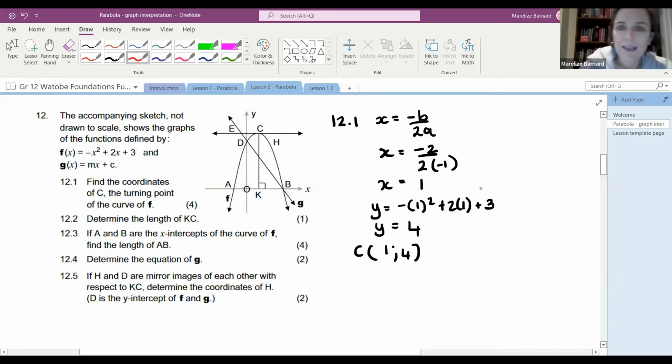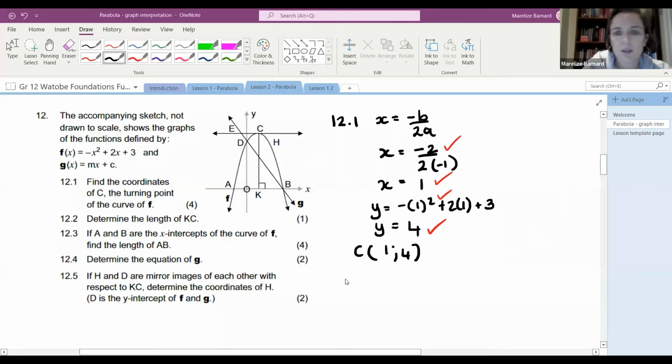Okay, so once again, these are non-negotiable marks. You got to get this. This is definitely non-negotiable. So subbing into the formula is a mark, finding what x is, subbing in again, finding what y is. That there's your 4 marks. Okay, so yeah, non-negotiable marks. Determine the length of KC.